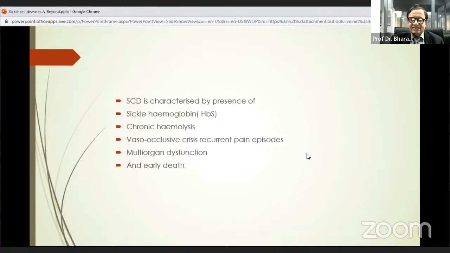Sickle cell disease is characterized by the presence of sickle hemoglobin, HbS, chronic hemolysis, vaso-occlusive crisis, and recurrent pain. So whenever a pediatric patient presents with the 3 P's, pallor, pain and pyrexia, it is a hallmark of hemolytic crisis in sickle cell anemia. It leads to multi-organ dysfunction and sometimes early death.